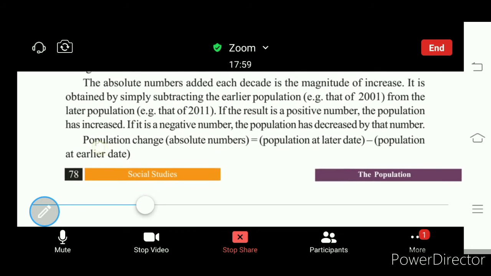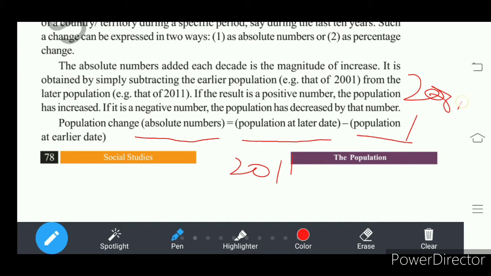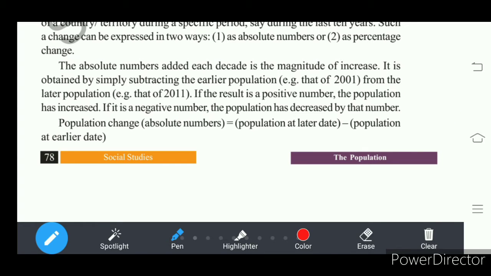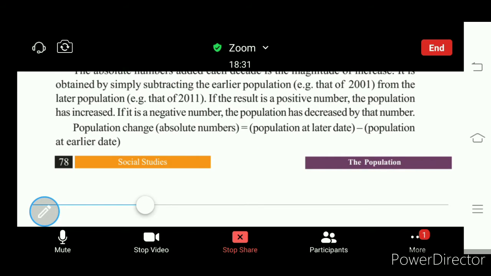Understand? Population change in the sense of absolute numbers is equal to the population at a later date minus the population at an earlier date. This is the 2011 census and this is the 2001 census. Understand? Then we get some absolute number, a positive figure, that says population change. This is one method. How do we get population change? In the sense, two methods are there. I think it is clear to you.